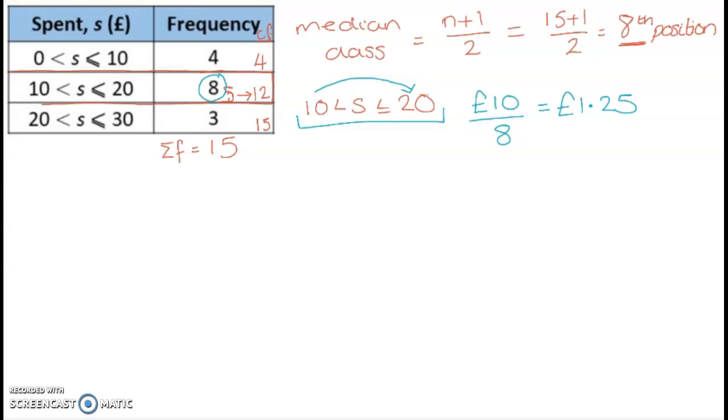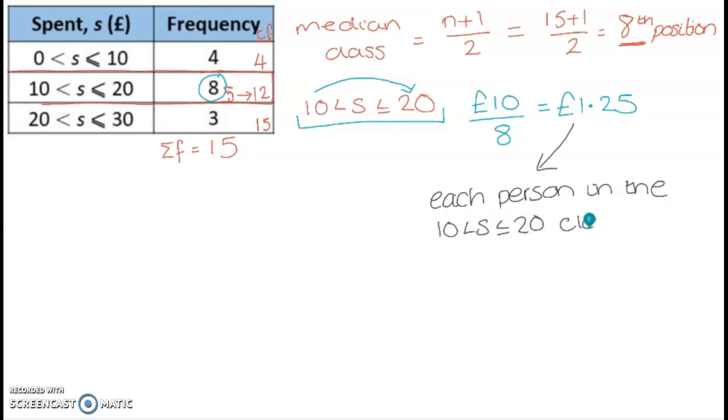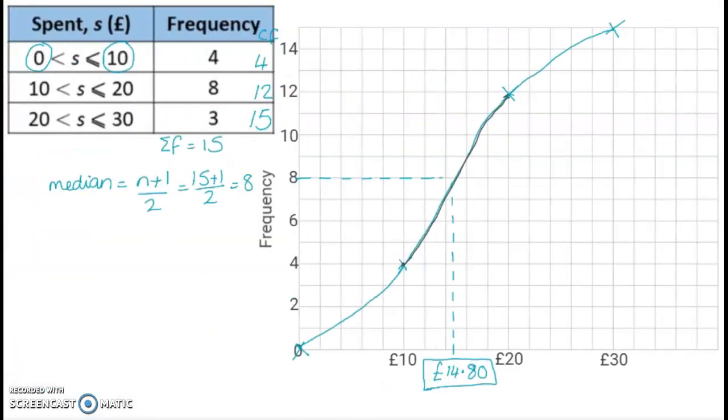So this £1.25 tells me each person in the 10 to 20 pound category, or the 10 to 20 pound class, spent £1.25 more than the last. Now this is an assumption if it's equally spread, just like on my cumulative frequency graph.